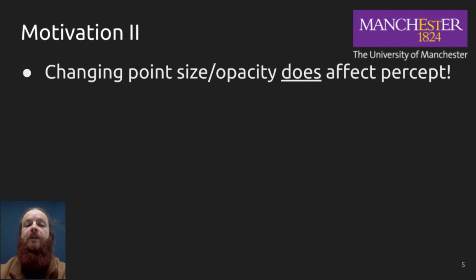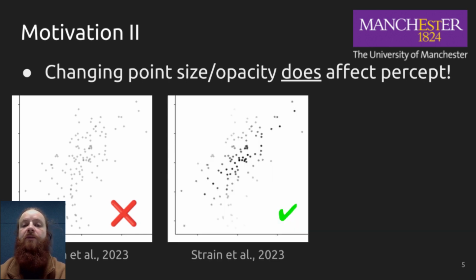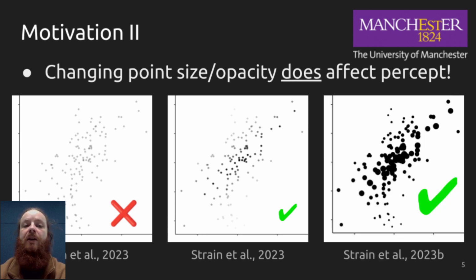So we've previously completed work which shows that we can change visual features, namely the sizes and opacities of points on scatterplots, to change people's estimation of correlation. In 2023, we showed that lowering point opacity can increase levels of underestimation, that lowering opacity as a function of residual distance can decrease levels of underestimation and therefore increase accuracy, and in a separate paper that year that doing the same with point size also increases accuracy, interestingly to a much greater degree.